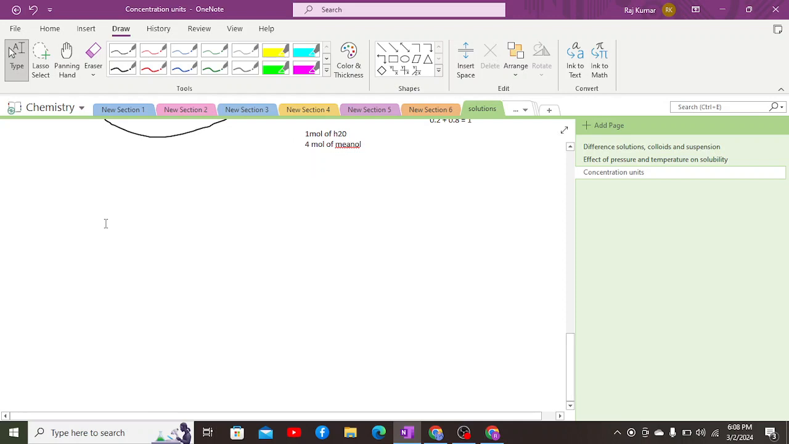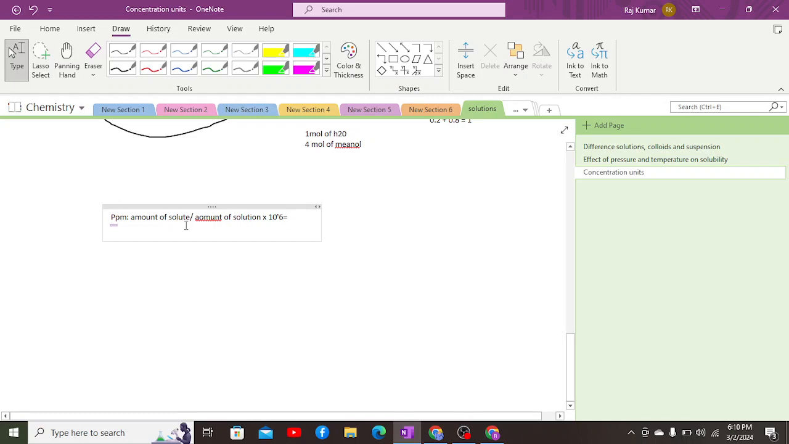Parts per million is defined as the amount of solute. Now the amount of solute can be taken in weight or in terms of volume. Both conditions are applicable. So amount of solute in weight or volume divided by amount of solution in weight or volume. Now in this case, if solute is being taken in weight or volume, then solution should also be taken in weight or volume. This is a condition. And after taking both of these, we are going to multiply them with 10 to the power 6, 1 million, and this would be considered as parts per million.